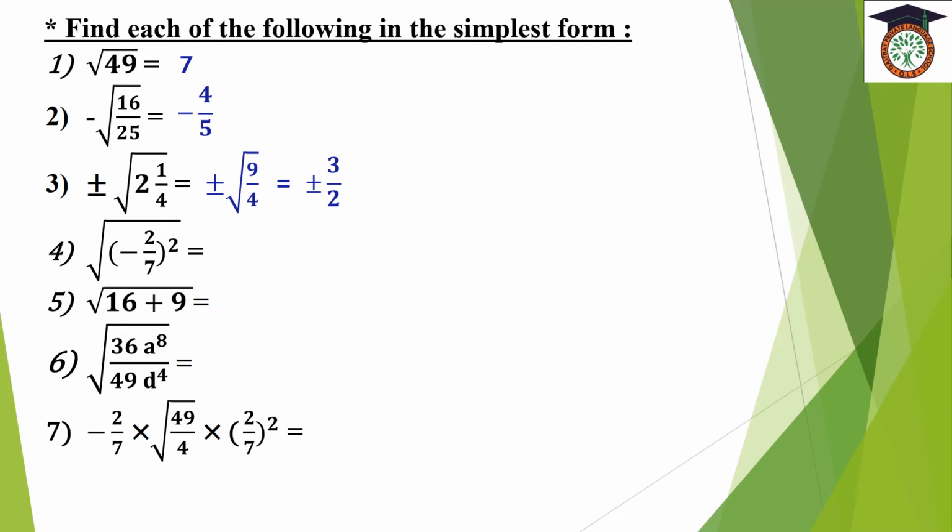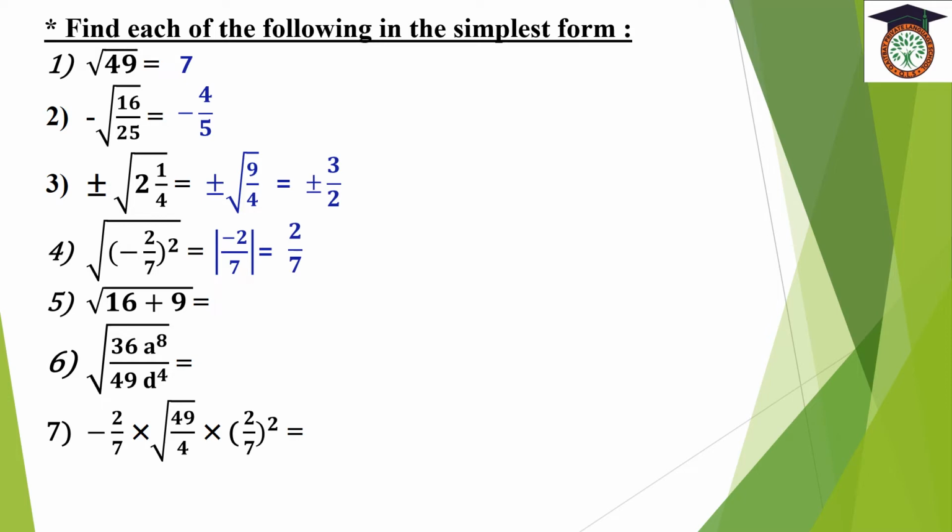Number 4, we have the square root of negative 2 over 7 all power of 2. We have the square root of a number in brackets all power of 2. So it will give us the absolute value of this number, which is the absolute value of negative 2 over 7, which will be 2 over 7 as the final answer.